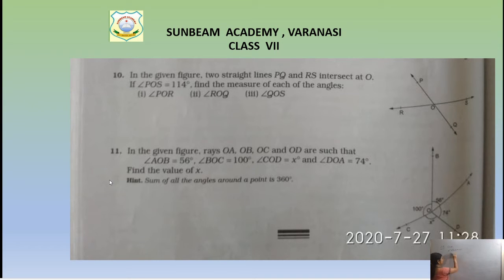Question number 11 is the last question we are solving, children, and hence we will complete our chapter today. In the given figure, see the figure, children. OA, OB, OC, OD, 4 rays are there. Okay, and some of the angles they have given. They are asking to find the value of x.